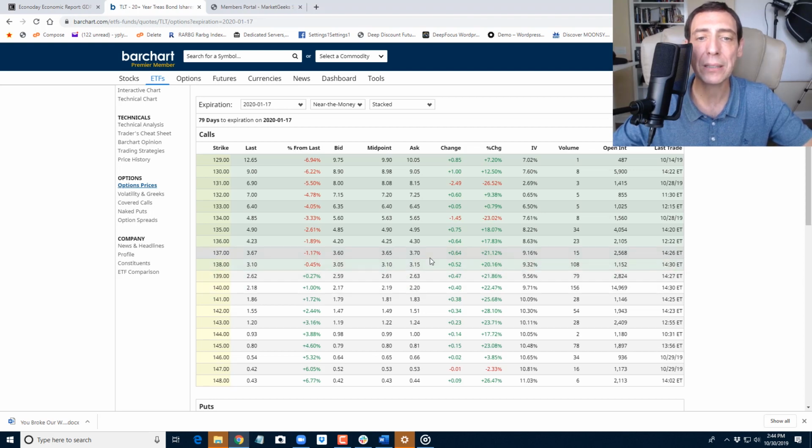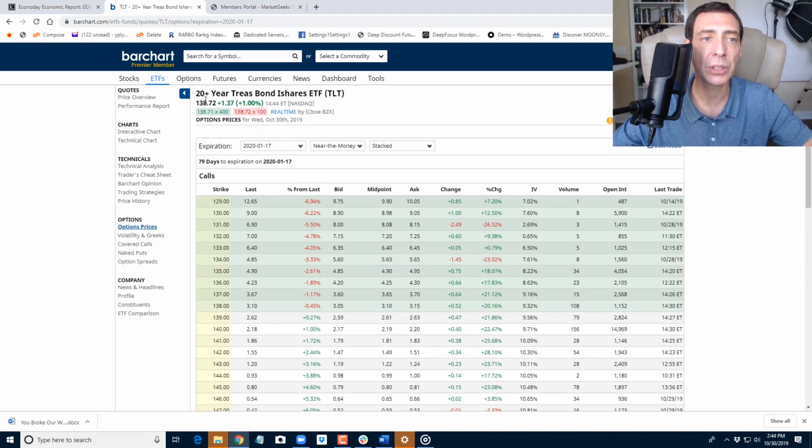So for every point that the underlying moves up, if this moves to 140, this will be at about 3.50. So it'll give you about 60 cents for every dollar move in the underlying, and it has plenty of time. But don't hold this too long. Don't let it overstay its welcome. Only hold it for about 20 to 25 days and then move forward. Again, I think the bond market's going to pull back higher. I think stocks are going to move slightly lower, just a little bit lower.